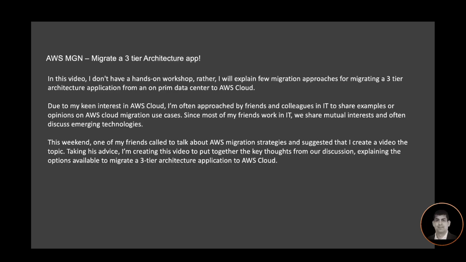Due to my keen interest in AWS Cloud, I am often approached by friends and colleagues in IT to share examples or opinions on AWS Cloud migration use cases. Since most of my friends work in IT, we share mutual interests and often discuss emerging technology.